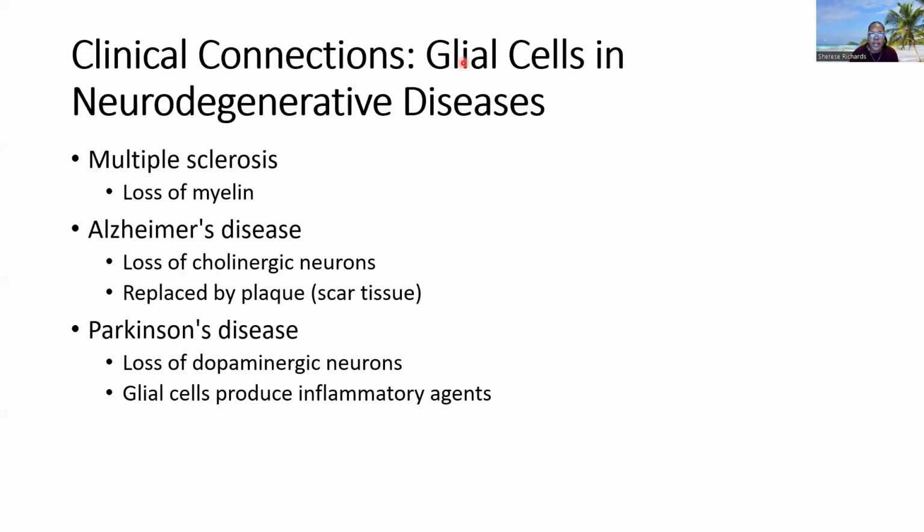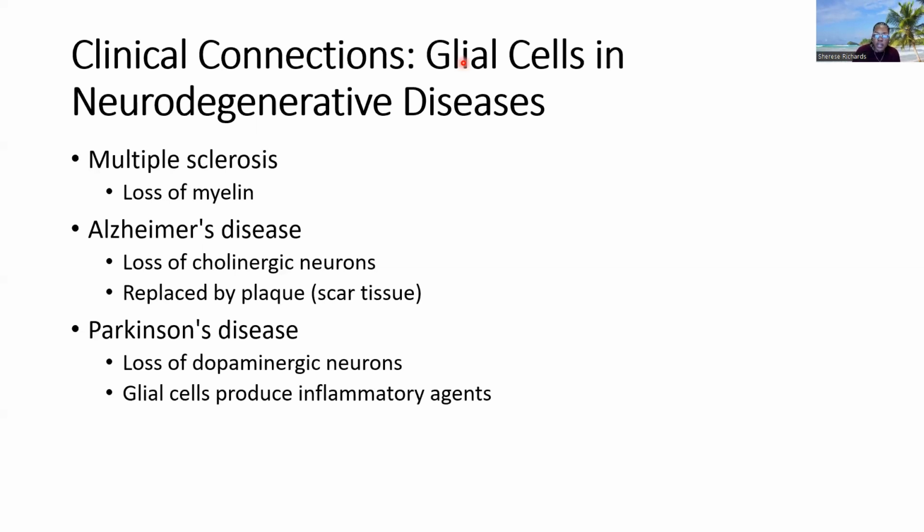Alzheimer's is another disease that has some connection to glial cells. So Alzheimer's is basically the loss of cholinergic neurons, and cholinergic neurons are neurons that release acetylcholine. And we talked about acetylcholine as being one of the most abundant neurotransmitters in the body. And so basically, when we lose cholinergic neurons, we lose the ability to form memory, to access that memory, to have functioning, to have reasoning, to have judgment. A lot of the clinical manifestations that we see with Alzheimer's patients.